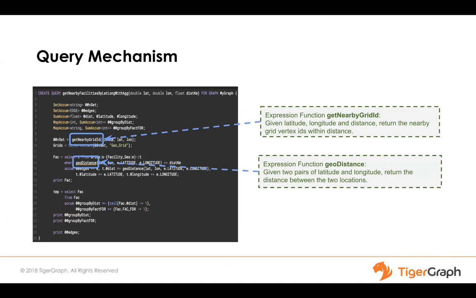The first expression function used for the query is called getNearbyGridID. Given the location, longitude, and latitude, and the searching distance, it will return all the nearby grid vertexes within the distance. The second function is geodistance. It measures the distance between two locations, and of course, it also takes the curve of the Earth into consideration for more accurate measurement. I will explain the logic of the query during the Graph Studio demo later.